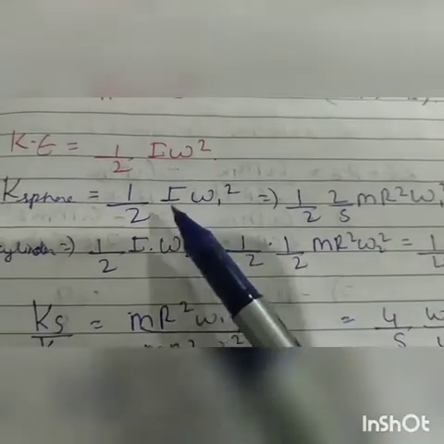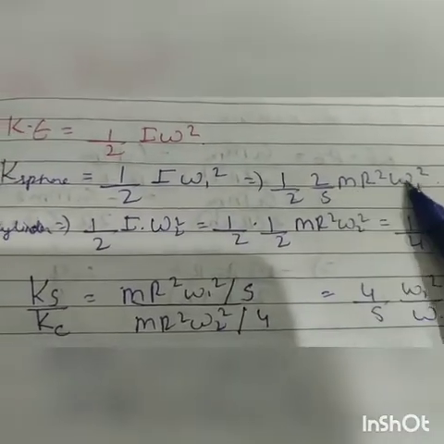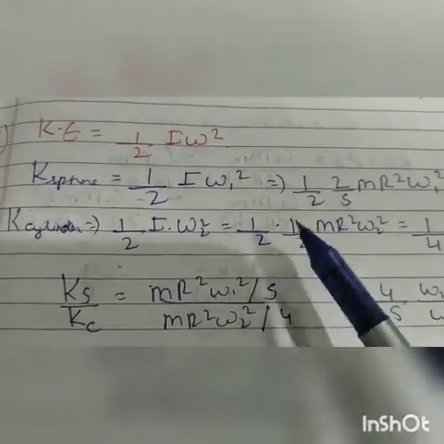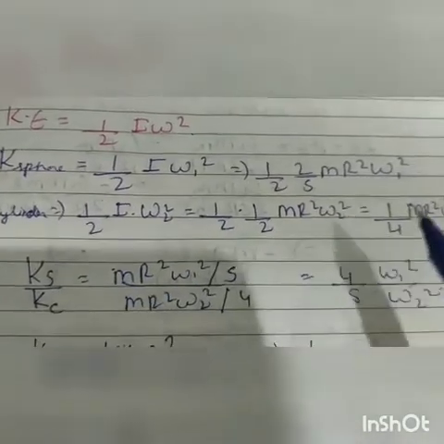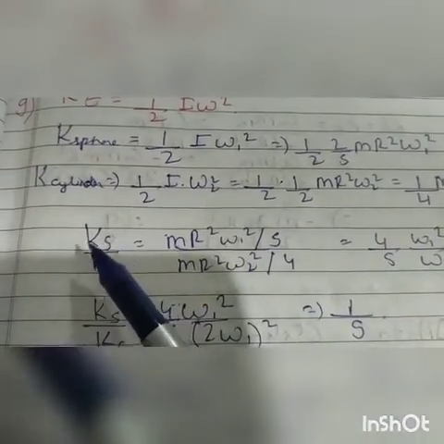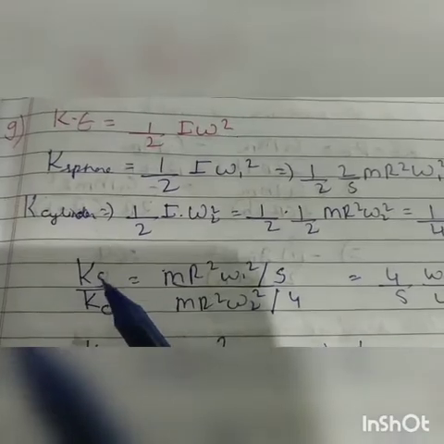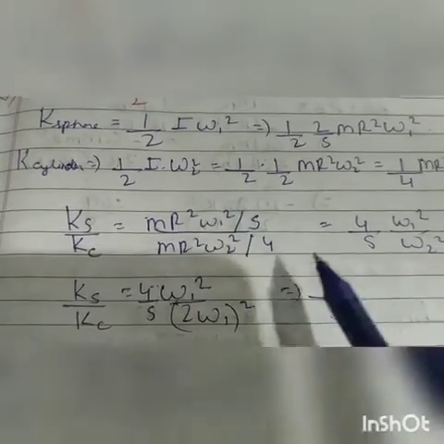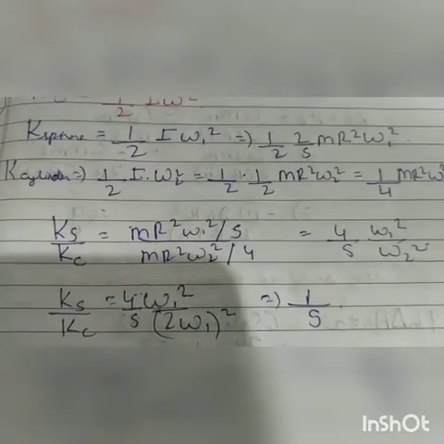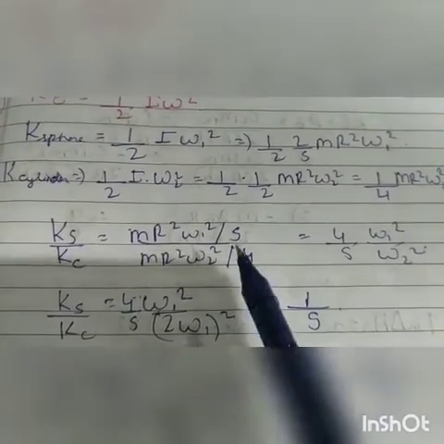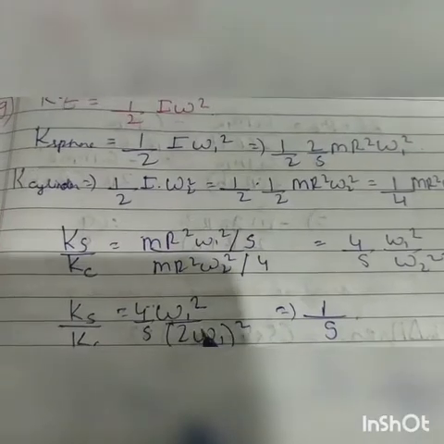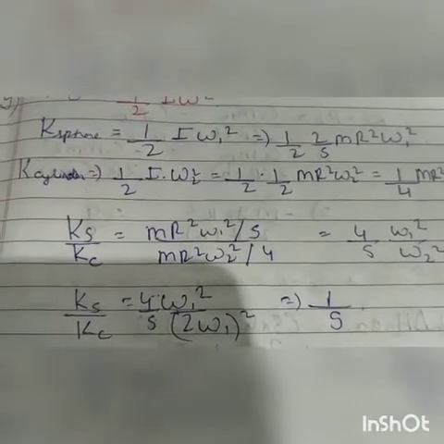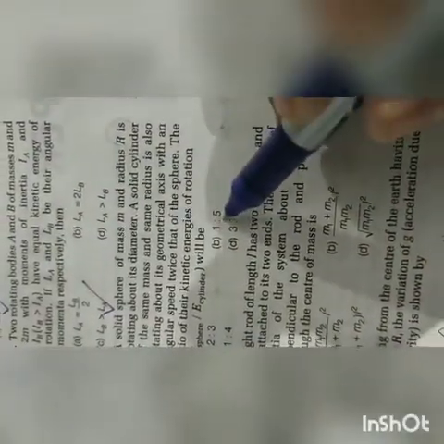We will put the value of I, that is 2 by 5 mr square for the sphere, and half mr square for the cylinder. So we put the values for K of sphere and K of cylinder, put all the values and we get the answer 1 by 5. One thing we should also note is that the value of omega 2 is given in the question as 2 omega 1. After that we get 1 by 5. So here our correct option is 1 is to 5.